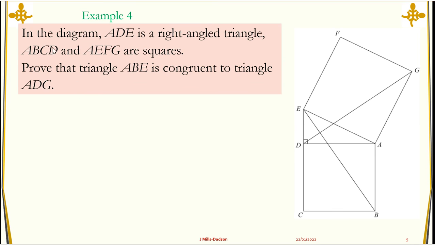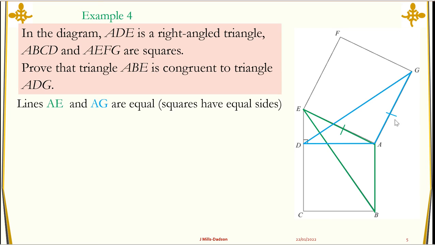Example 4. ADE is a right angle. ABCD and AEFG are squares. So these are the squares on a right angle triangle. We are supposed to prove that ABE and ADE are congruent. Okay, let's mark them distinctively. So this is what we have.